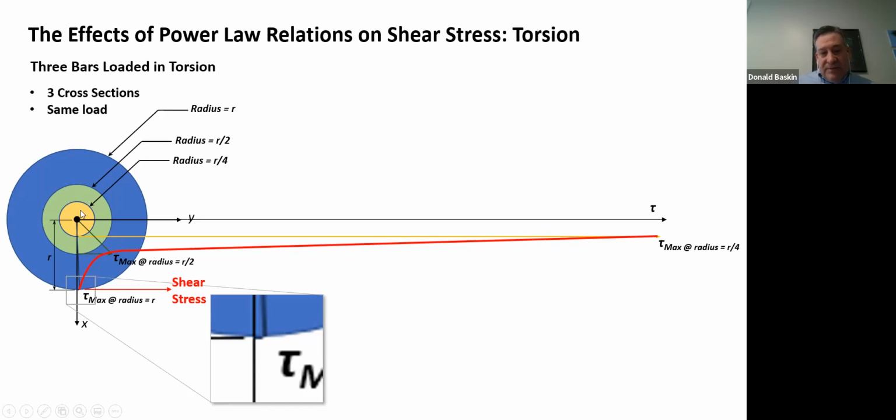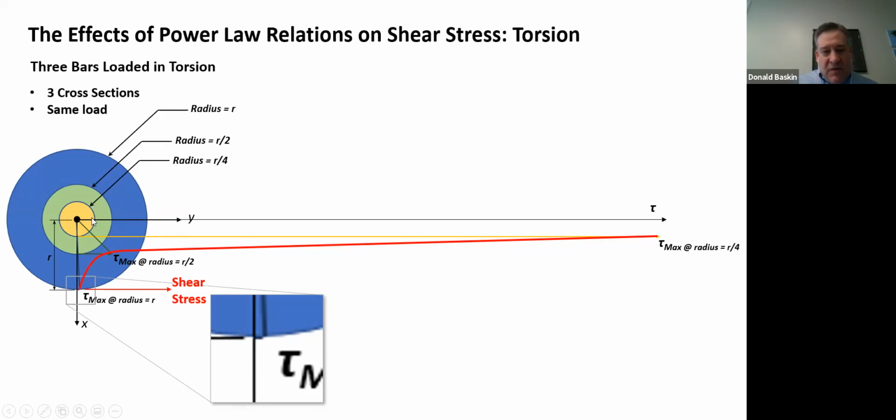The diameter of these bars goes up. So the blue one has radius r, the green one has the radius divided by 2, and the yellow one has the radius divided by 4. Okay, if you could draw this coordinate system here, where you've got radius going up and down, and shear stress going this way.